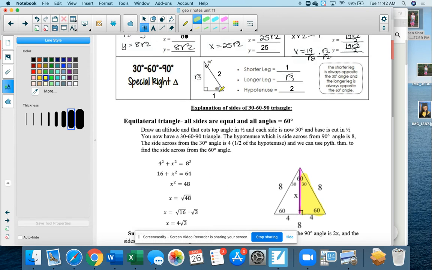So these are the proportions that I'm going to work with right here. If I'm working with the 30 and the 90, I'm going to work with 1 and 2. If I'm working with the 30 and the 60, I'm going to work with 1 and radical 3. So in this particular one, we're probably going to set up these proportions more. And if you flip this over to the next page, you will see that. So let's try a few together, and then if you want to pause the video and try some on your own, you can do that.